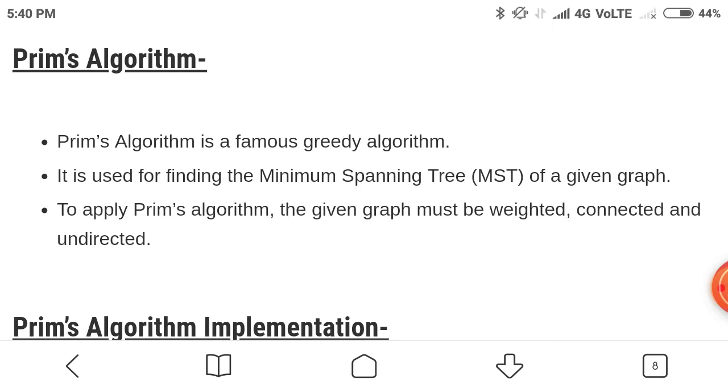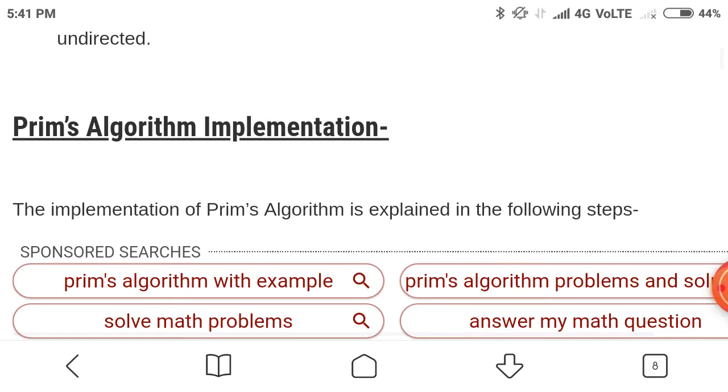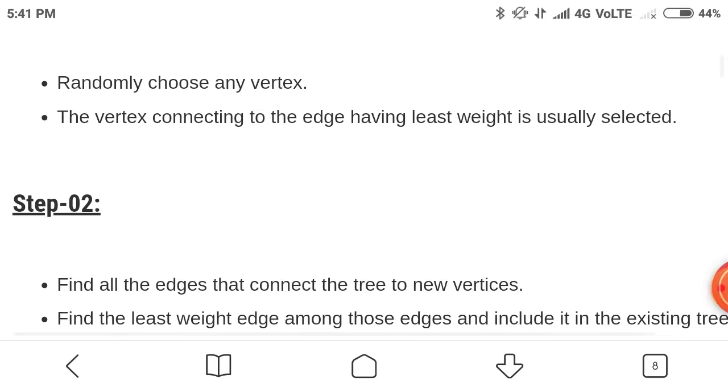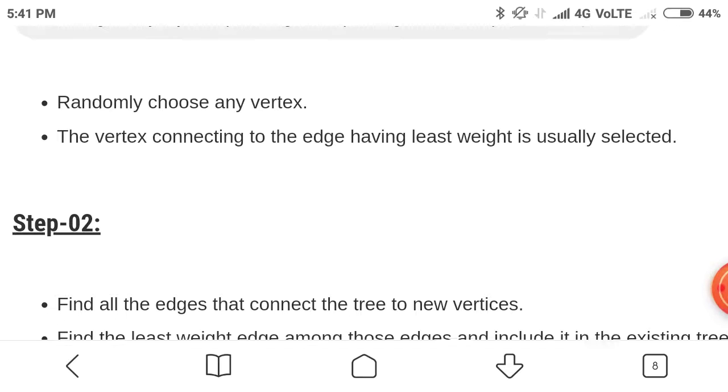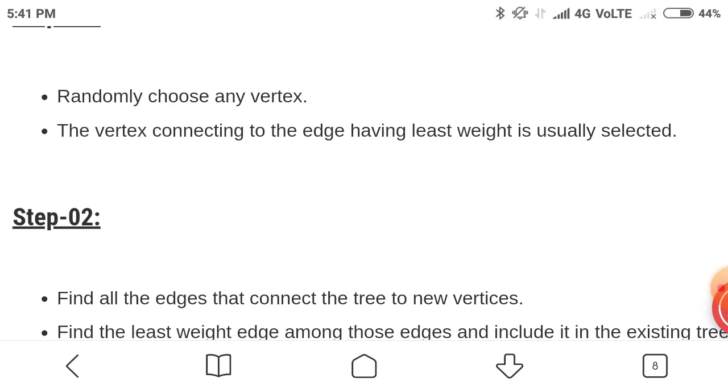Now, to apply Prim's algorithm, the given graph must be weighted, connected, and undirected. Weighted, connected, and undirected. So we are first going through the procedure and steps, then an example, then the complexity. Now in step 1, randomly choose any vertex.